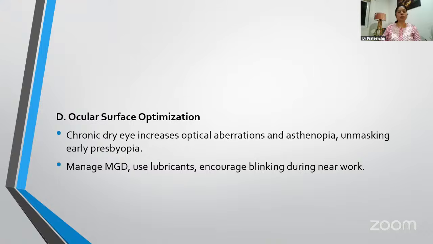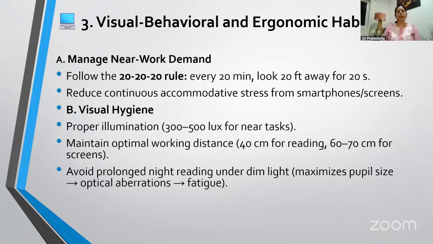Ocular surface optimization: chronic dry eye increases optical aberration and asthenopia, unmasking early presbyopia. Manage MGD, use lubricants, encourage blinking during near work. Visual behavior and ergonomic habits: manage near work demand, follow the 20-20 rule. Every 20 minutes, look 20 feet away for 20 seconds. Reduce continuous accommodative stress from smartphones and screens. Visual hygiene: proper illumination, 300 to 500 lux for near tasks. Maintain optimal working distance, 40 centimeters for reading, 60 to 70 for screens. Avoid prolonged night reading under dim light. It maximizes the pupil size, optical aberrations are more, and fatigue is more.